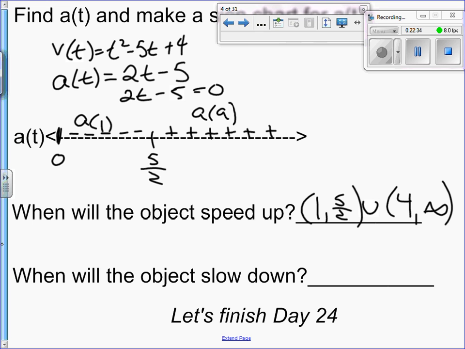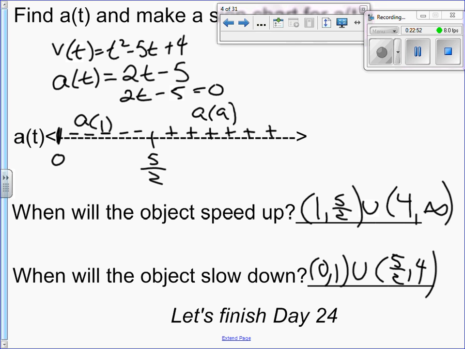So when will it slow down? 0 to 1. And then it must be 5 halves to 4, when they have different signs. Oh, how fun. See the whole value of the sign chart, if you can make one?